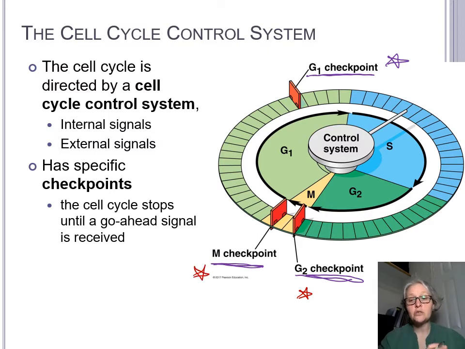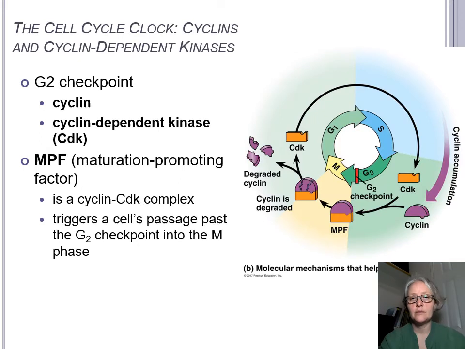Again, these are places where the cell sort of has to stop and pause. It can't proceed unless it has some sort of signal. Let's begin by talking about the G2 checkpoint. I need you to understand how cyclins and cyclin-dependent kinases are used by a cell in order to get past the G2 checkpoint. So, the G2 checkpoint requires two elements.